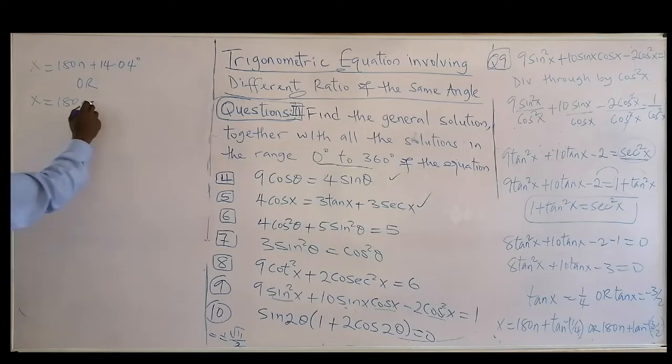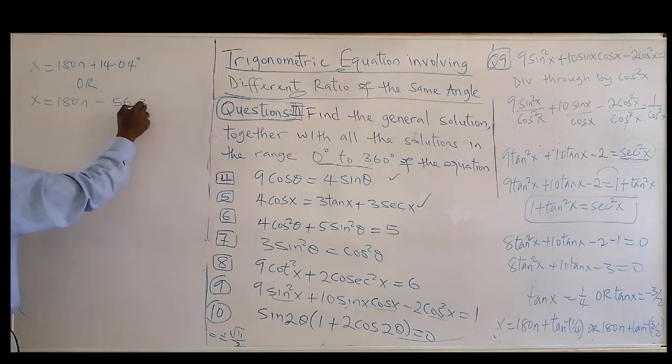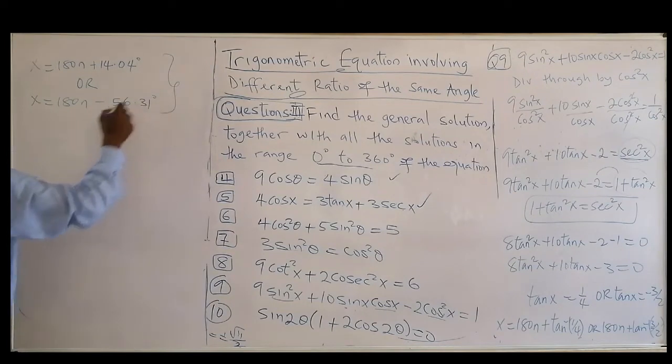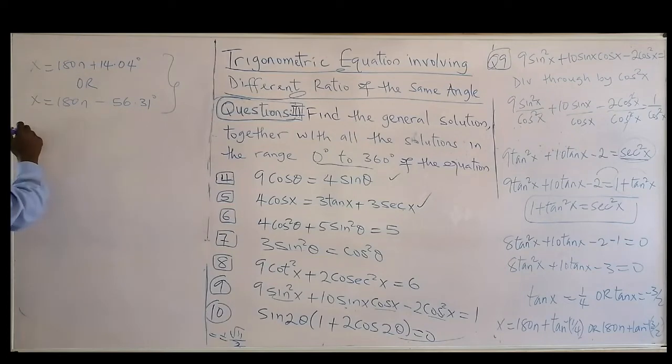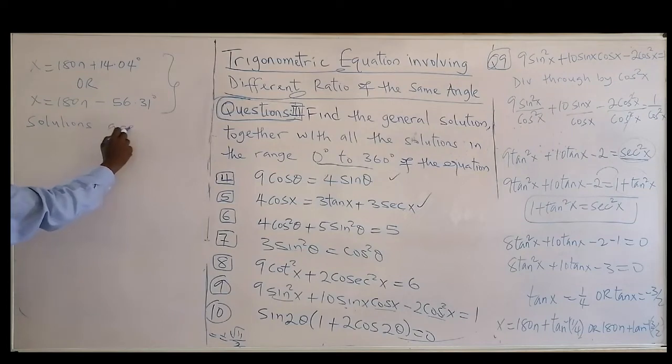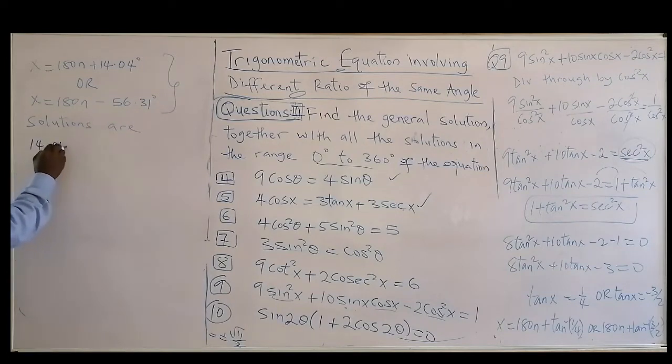That's minus 56.31. So these are the two general solutions for this equation. Then what we need to do now is to get the list of solutions for the respective equation. For here, when n equals 0, we have 14.04. When n equals 0 here, we have a negative, which is outside the range.